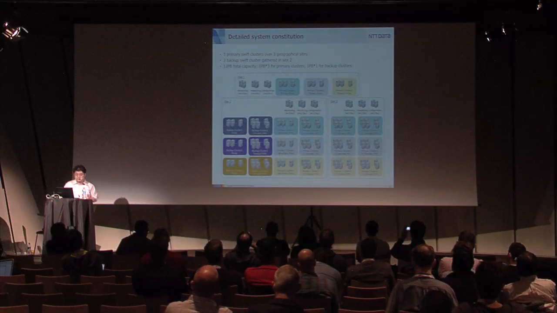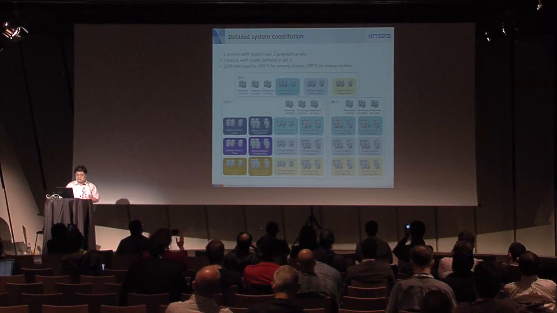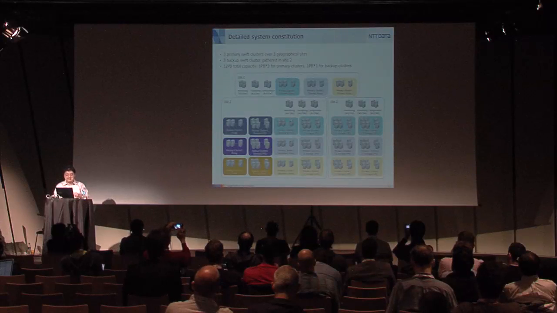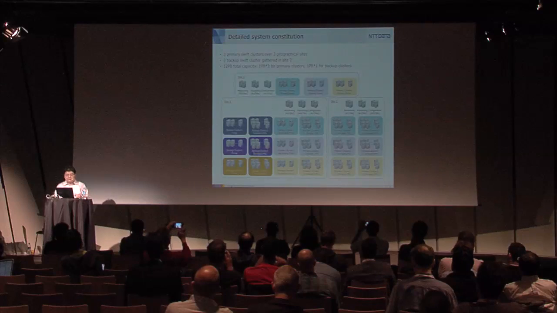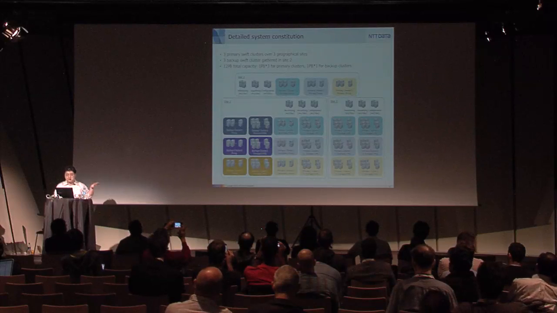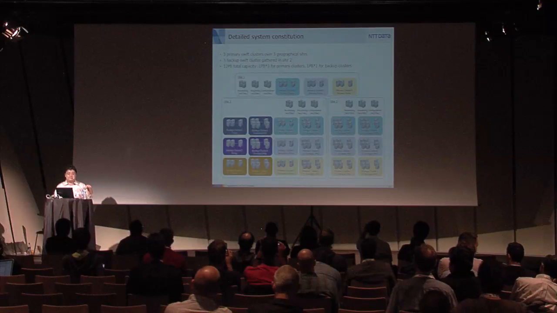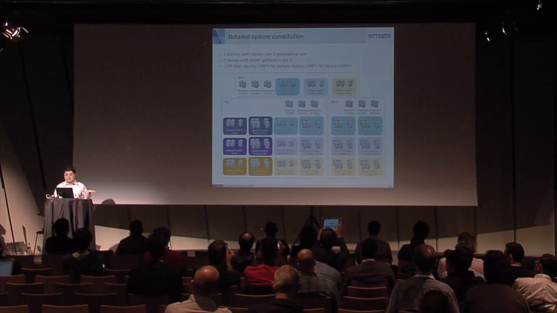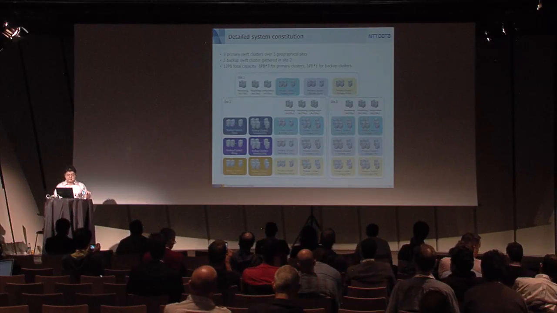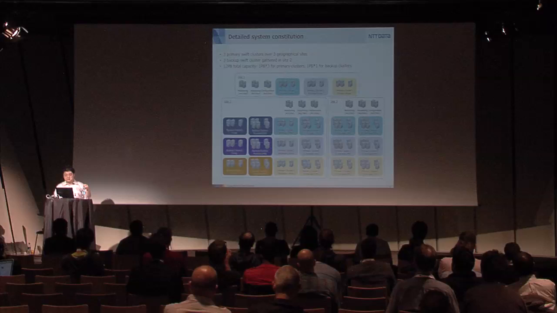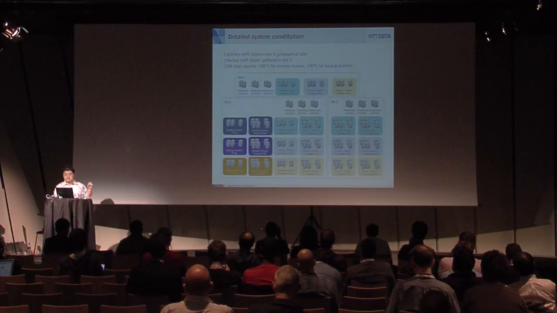Here I show you the detailed system construction. We constructed six Swift clusters, three for primary and three for backup. The primary Swift clusters are distributed over three sites and have 3 petabyte capacity for each. The backup clusters are gathered in one site and have 1 petabyte capacity for each. We also set up a monitoring system and a visualizing system for system performance and resource consumption, and we set a configuration manager in each site.